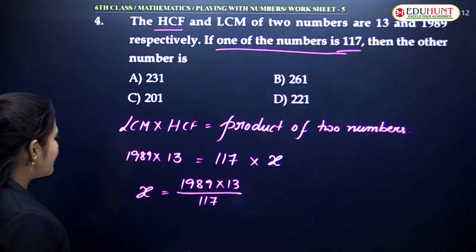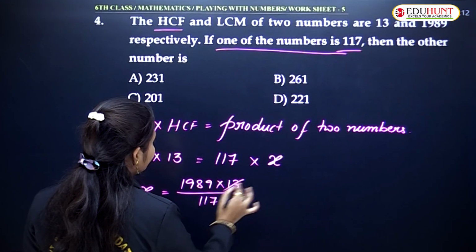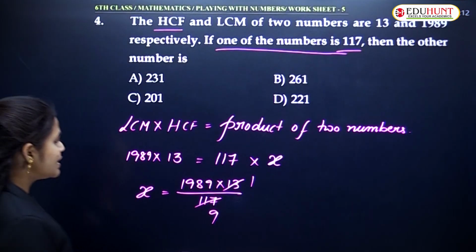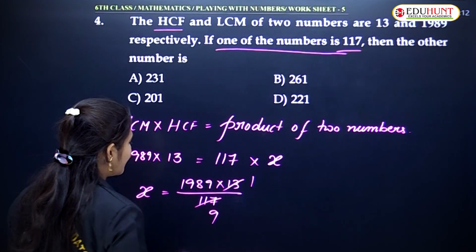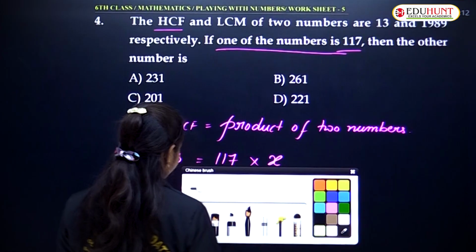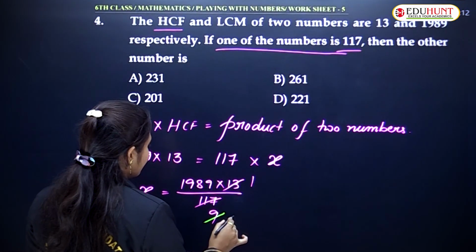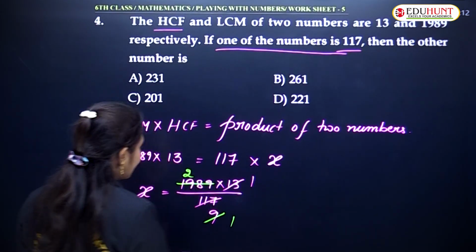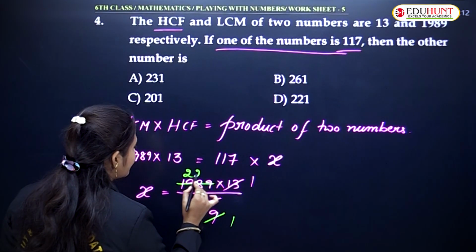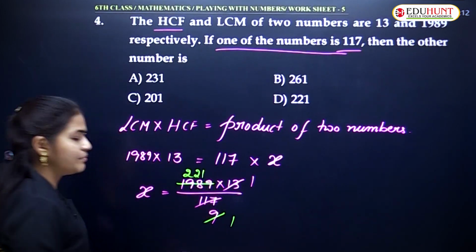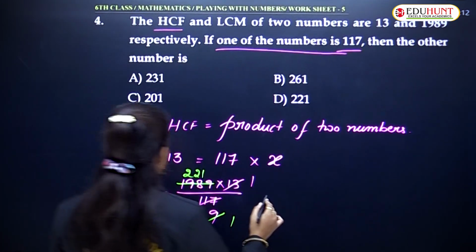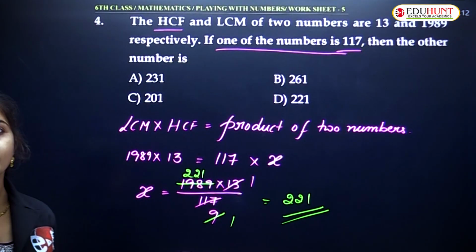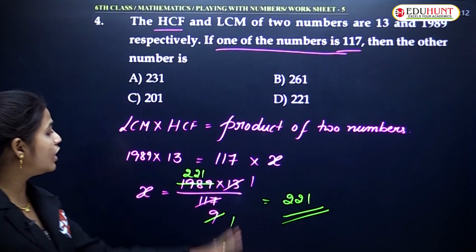Understood? So as per this, cancellation: 13 ones are 13, 13 nines are 117. Next, is this number divisible by 9 or not? 9 ones are 9, and here also cancellation is possible. 9 twos are 18. Still 18 is there. 9 twos are 18. Next, 9 ones are 9. Understand, ma? So as per this, X is equal to 221. That is the other number.